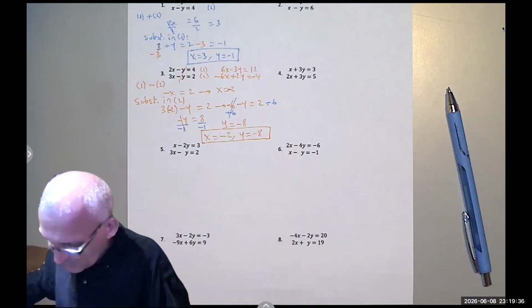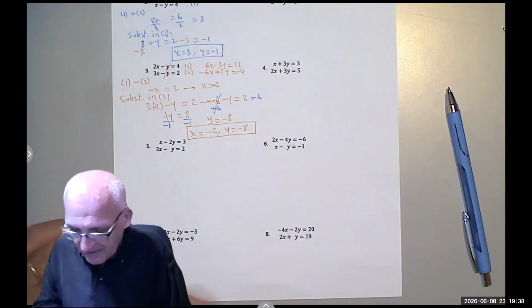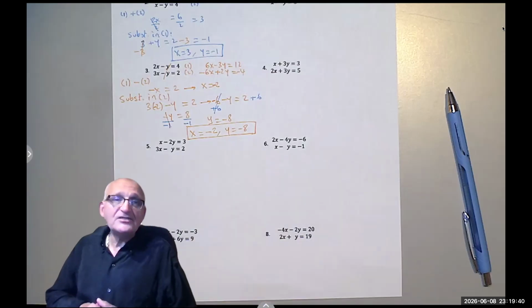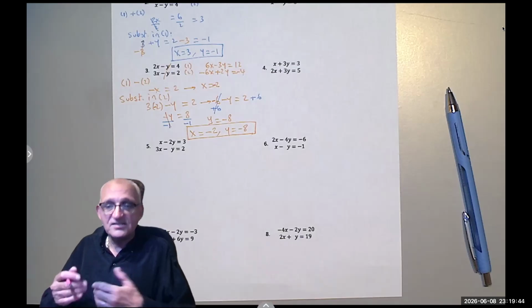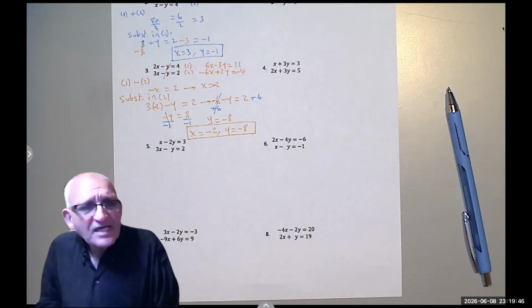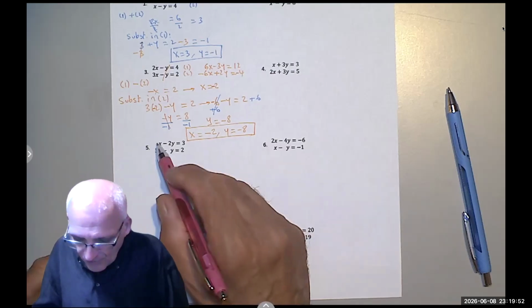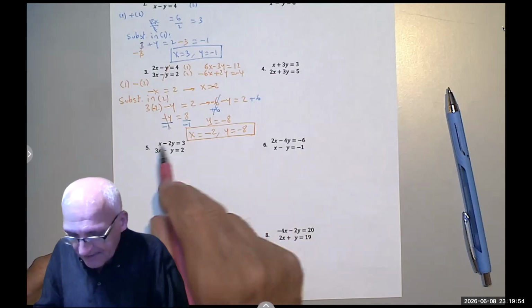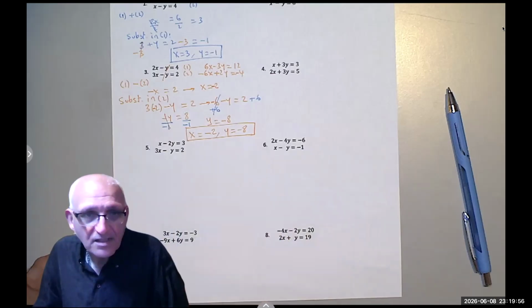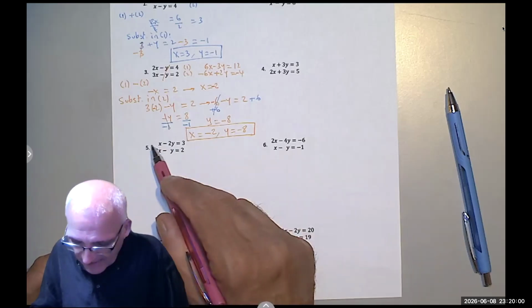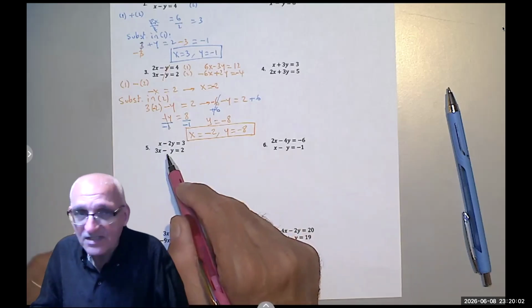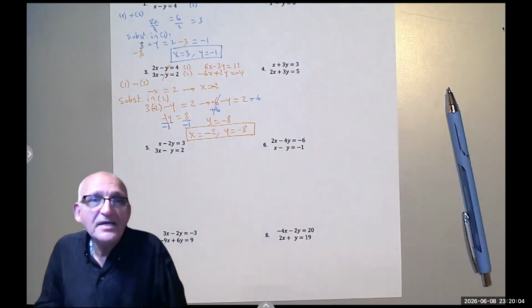Now, let's move to number 5. Here we have a problem. I don't have the same coefficient for either the x's or the y's. But what can I do? Yes, least common multiple. Coefficient of 1, coefficient of 3. So I can multiply the top equation by 3, or better, by -3. So the top will have -3x and the bottom would have 3x, and I add them up and get done with it.